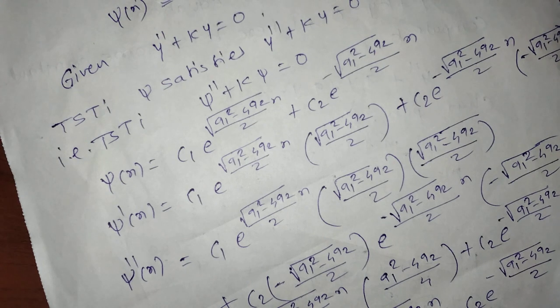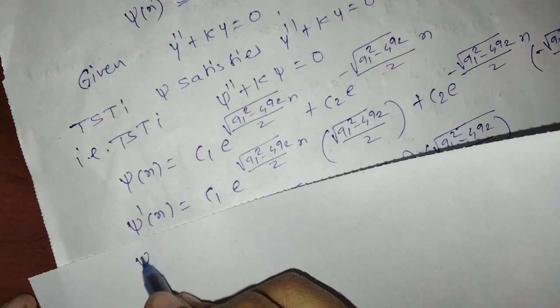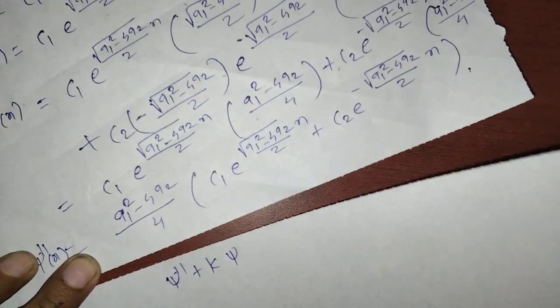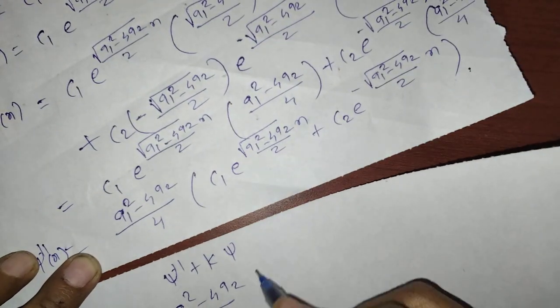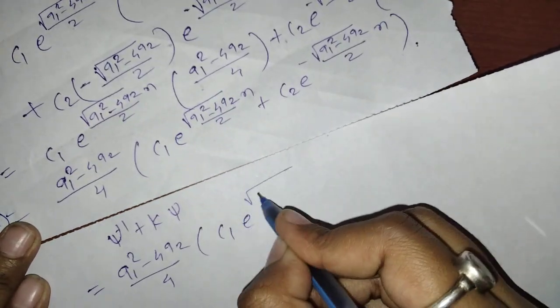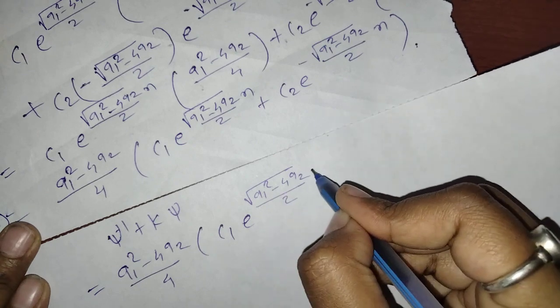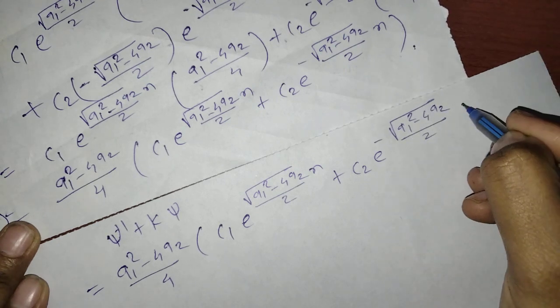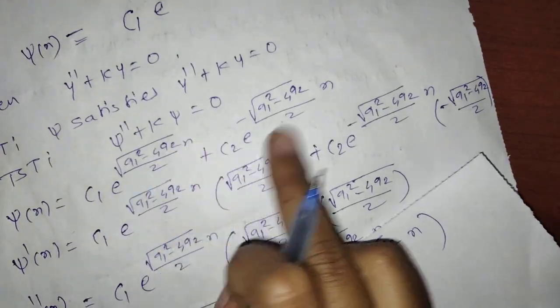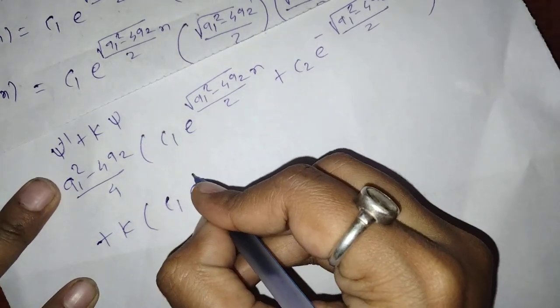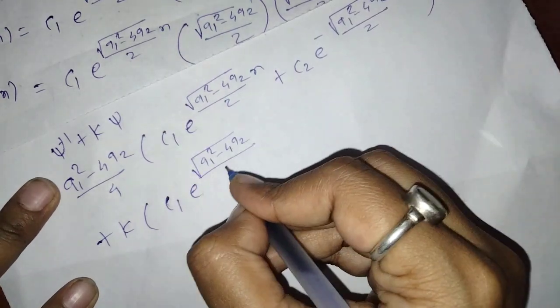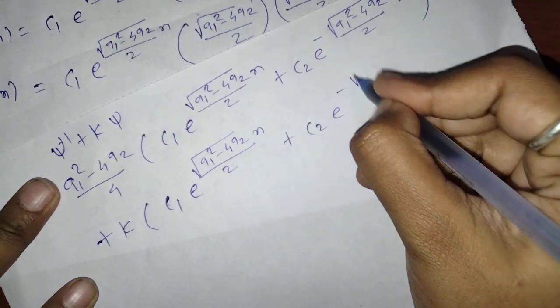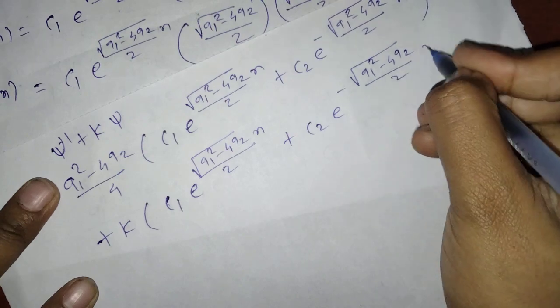So psi double dash plus k psi is equal to, psi double dash of x is a1 square minus 4a2 upon 4 into c1 e raised to under root a1 square minus 4a2 upon 2x plus c2 e raised to minus under root a1 square minus 4a2 upon 2x, plus k into psi, which is c1 into this plus c2 into this: c1 into e raised to under root a1 square minus 4a2 upon 2x plus c2 into e raised to minus under root a1 square minus 4a2 upon 2x.